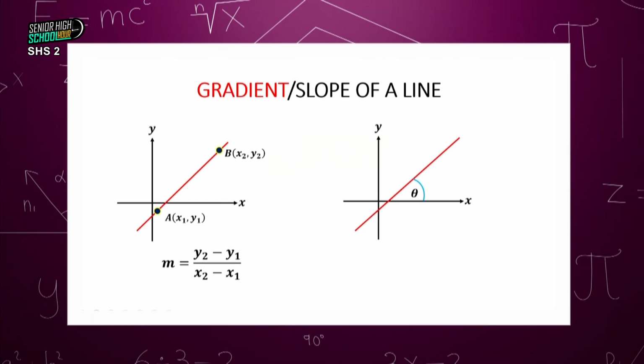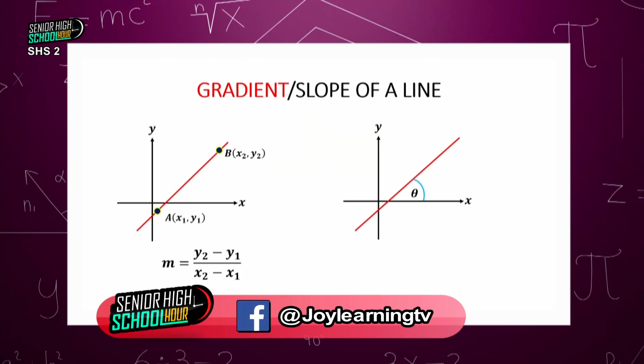And we said that it is the same thing as tan of that angle, the angle between the red line, which is the line we're really considering, and the x-axis. It could have been above the x-axis, it could have been below. But all we want is that angle between the line and the x-axis. So if you find the tangent of that, it will be the same thing as y2 minus y1 divided by x2 minus x1. So that is our slope.